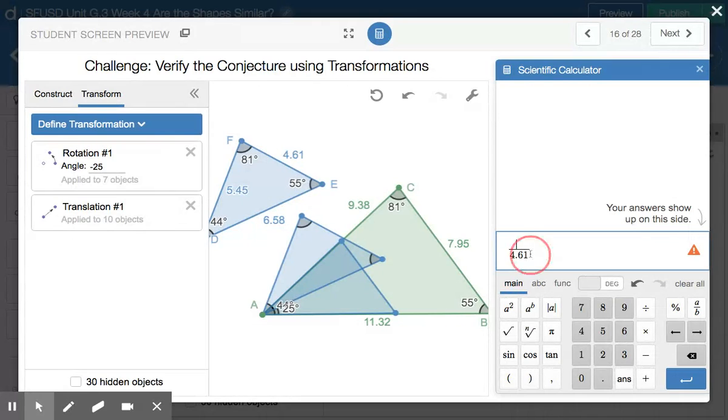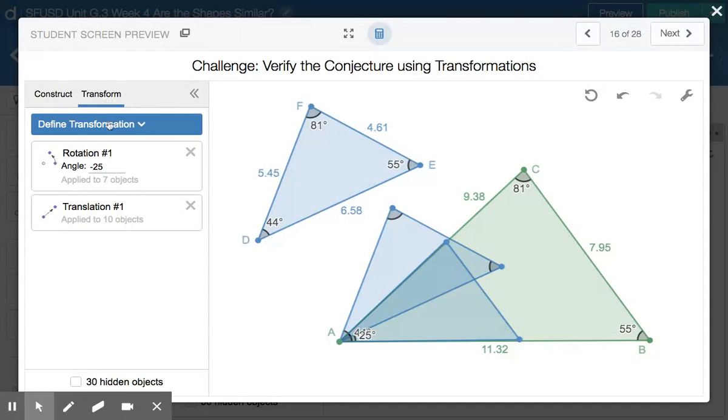Okay, if I want to test that this makes sense, I could try a different pair of corresponding sides. I'm going to choose 11.32. That's the length of side AB. And the corresponding side of the blue triangle, side DE, has length 6.58. And I see, okay, 1.72. So they're a little bit off because of rounding, but I can see that 1.72 is probably going to work pretty well for the scale factor.